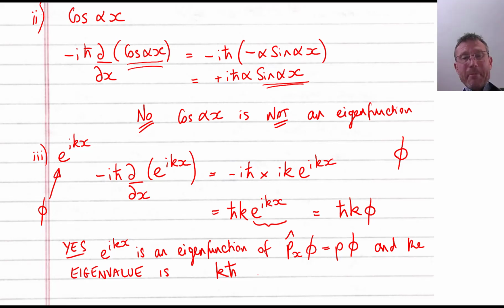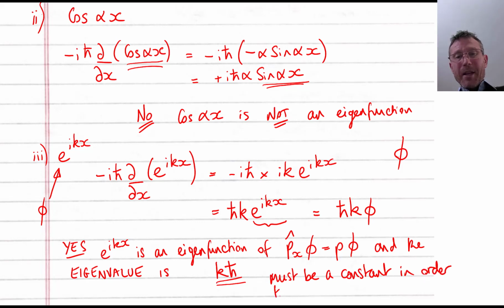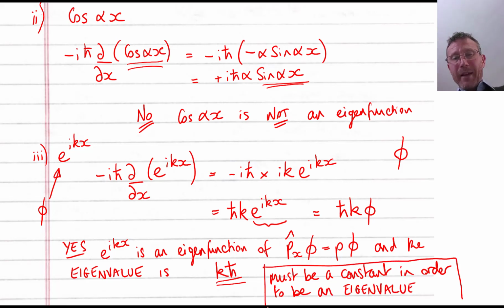But it must be a constant. So this must be a constant in order to be an eigenvalue. And you can expect there to be a number of questions in your homework and also exam questions, because this is one of the basic frameworks for quantum mechanics, use of these operators and knowing how to solve these eigenvalue problems.